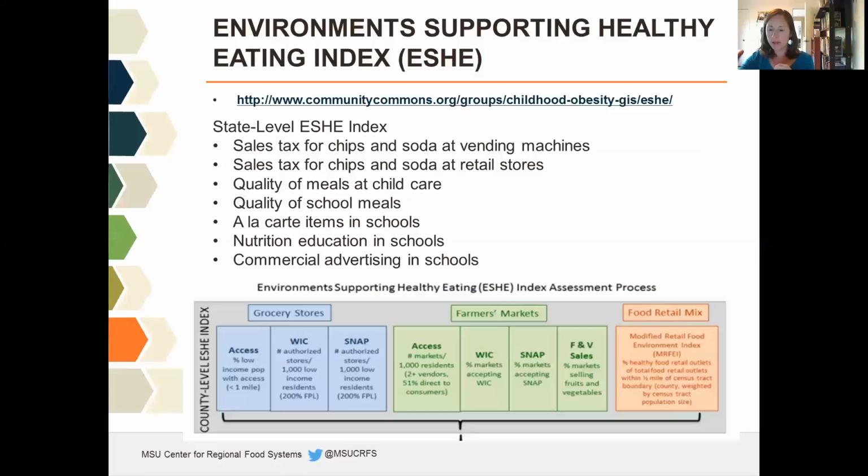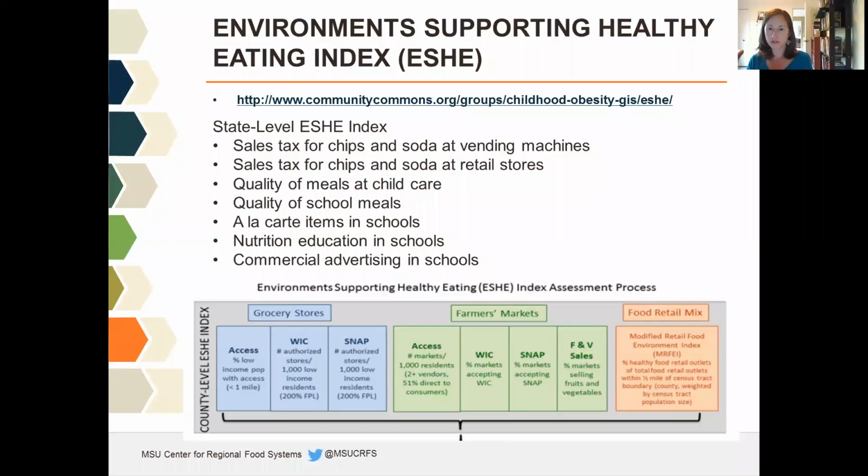And then another interesting measure that's on Community Commons is a newer index called Environment Supporting Healthy Eating, or ESHE. This index was developed with leadership from the African American Collaborative Obesity Research Network. It's a similar idea to what Lisa was sharing of the Food Environment Index, but whereas that index looks at household level food insecurity and food access challenges, this is trying to get a snapshot of, as the name implies, the environment that supports or fails to support people in making healthy eating choices.